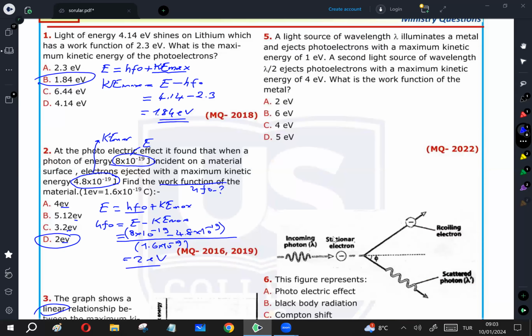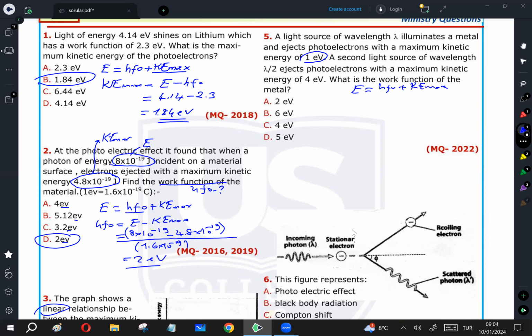Question number 5. A light source of wavelength lambda illuminates a metal and ejects photoelectrons with a maximum kinetic energy of 1 electron volt. A second light source, with wavelength lambda over 2, ejects photoelectrons with a maximum kinetic energy of 4 electron volts. What is the work function? For the same metal, I'm going to write Einstein's photoelectric equation: E is equal to work function plus maximum kinetic energy, for both cases.